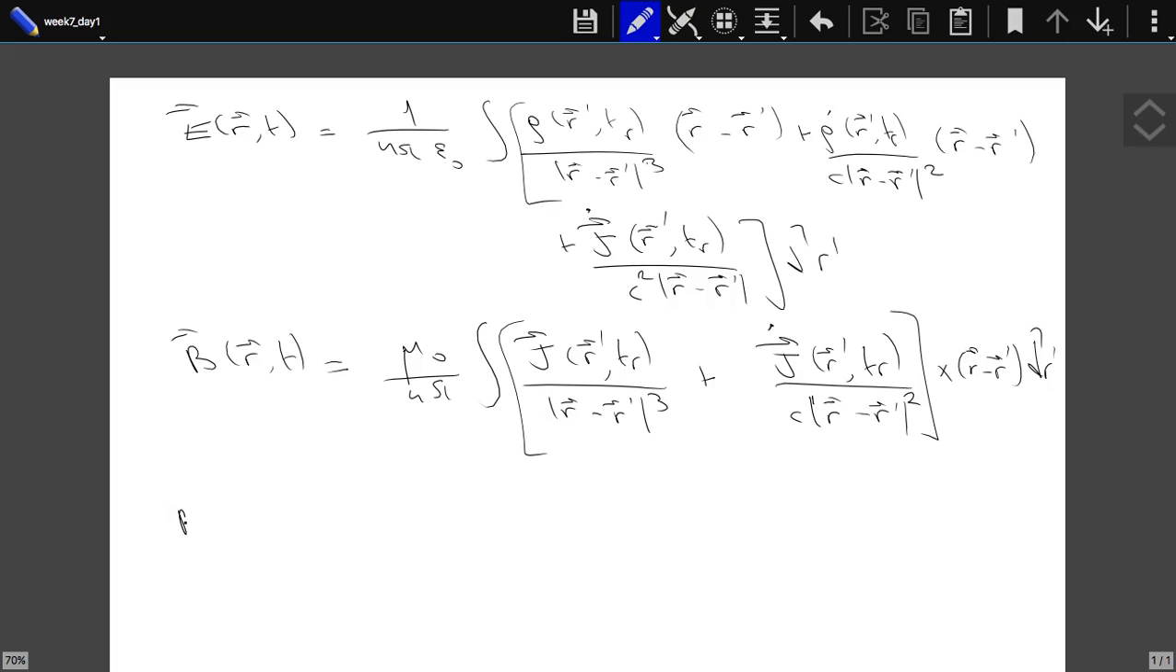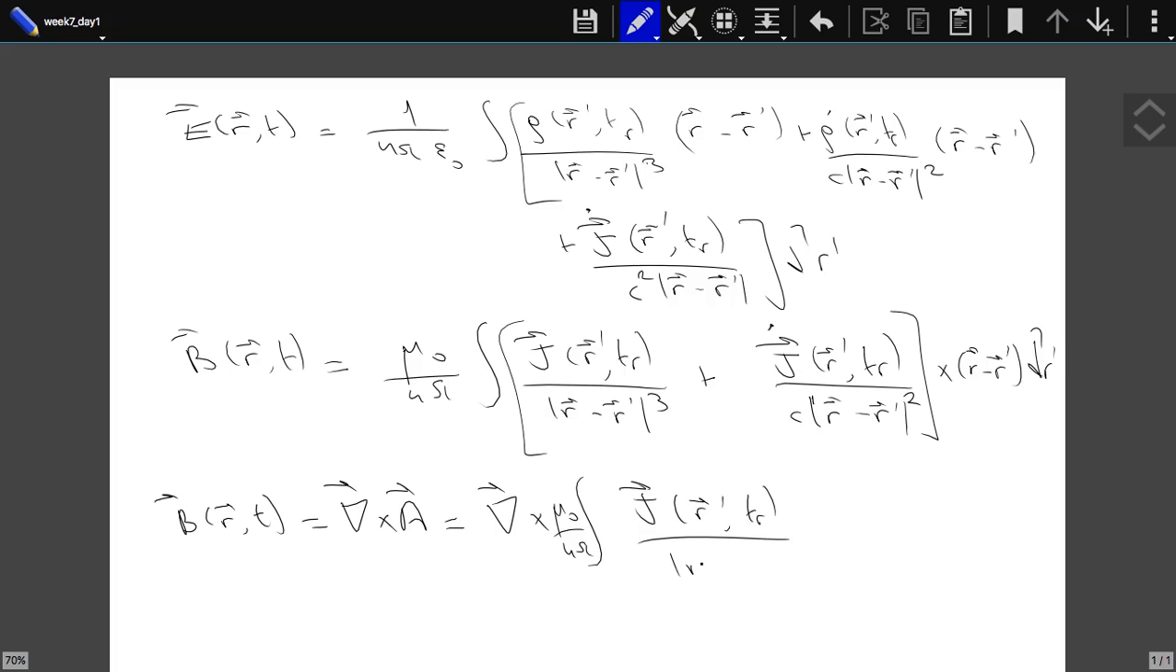Well, you see, B is the curl of A. It's the curl of mu 0 over 4 pi times the integral of J(r', t_r) over |r - r'|, with t_r the retarded time. And remember, keep in mind that the curl acts on the coordinate r.